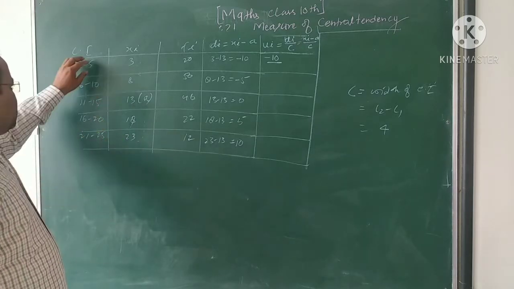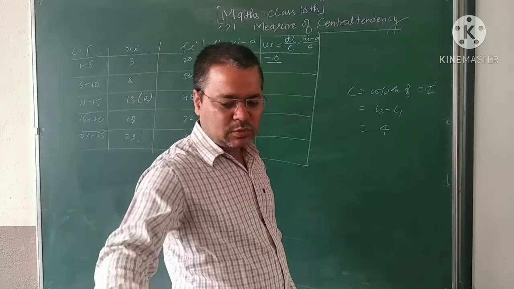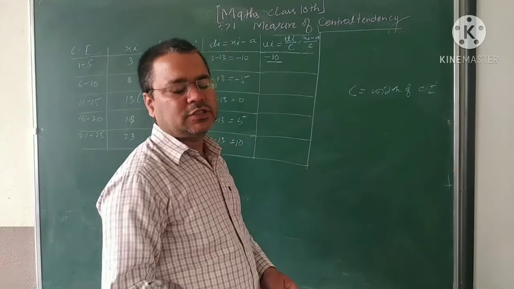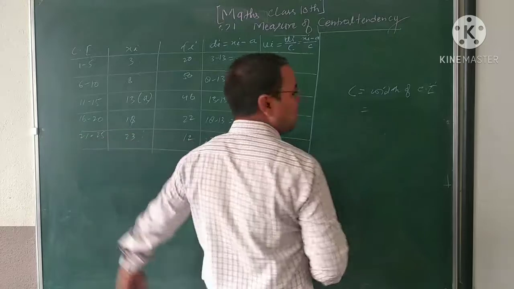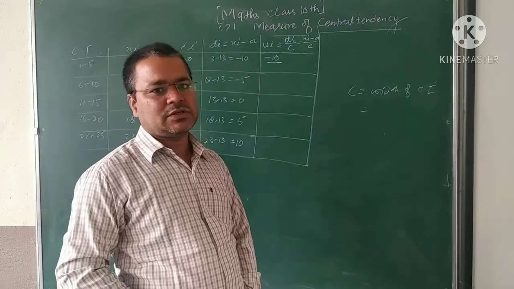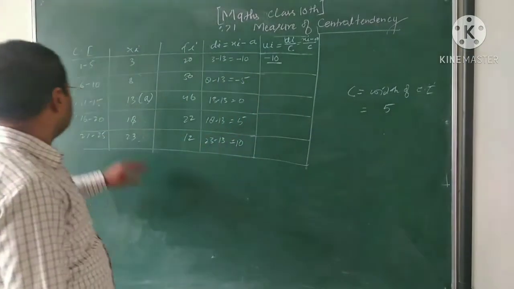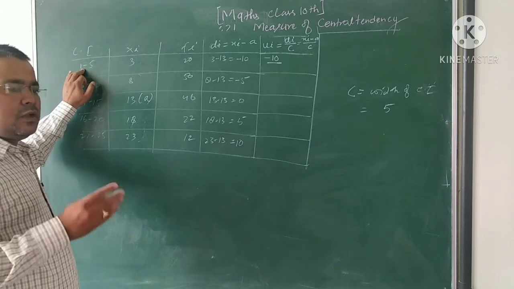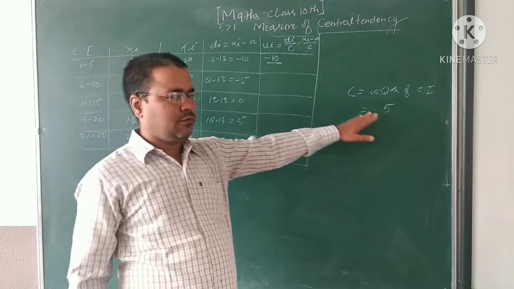Therefore, the width of the class will be 5. So don't use this formula in the discontinuous class interval. This is only true for the continuous class interval. Here, in the case of a discontinuous class interval, the width is 5. Here 1 is also included, 2 is also included, 3 is also included, 4 is also included, and 5 is also included. Therefore, it will be 5.